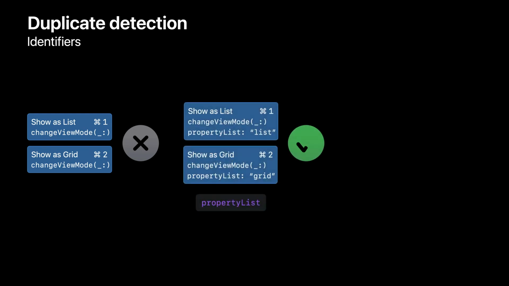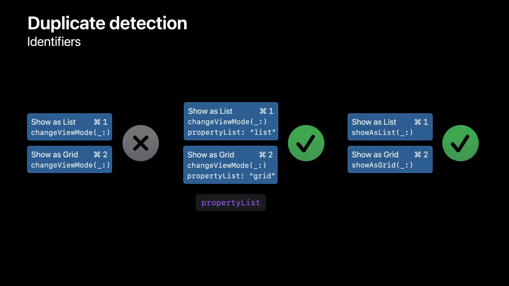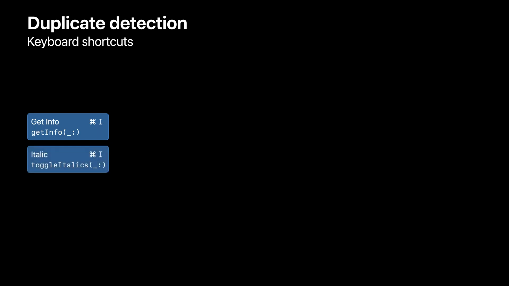One way to distinguish these commands is to give them different property list values. But a better way is to simply give each command a unique action describing what it specifically does. The builder also enforces that keyboard shortcut combinations in the main menu are unique. Suppose an app inserts a getInfo key command on Command-I. Because the system italic shortcut in the text style menu shares the same shortcut, this insertion will also fail.